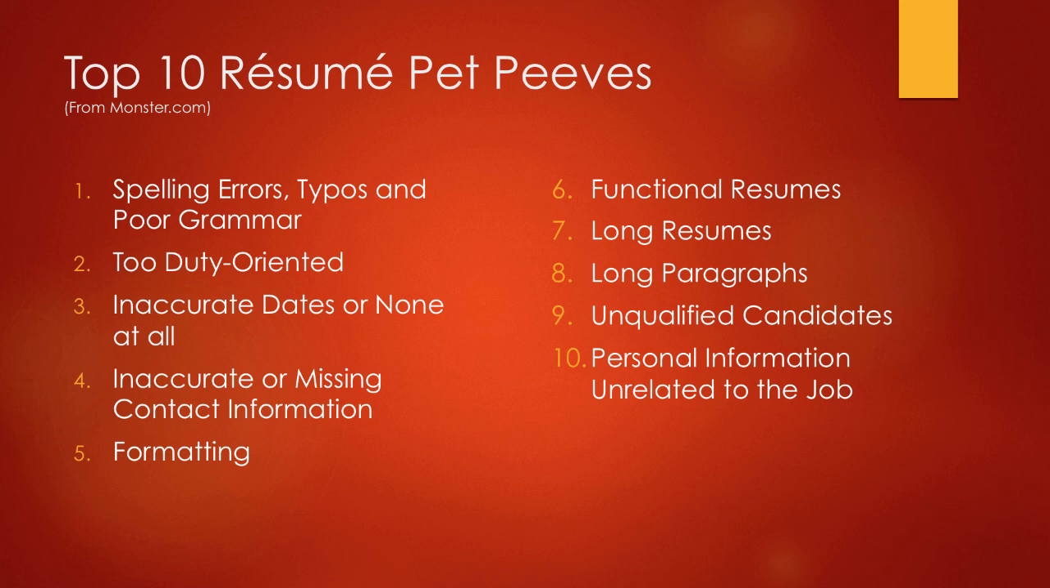Number 9, unqualified candidates. There's a time, children, when you should shoot for the stars, and then there's another time when your applications are annoying because you're not qualified for the job, and you need to know the difference.